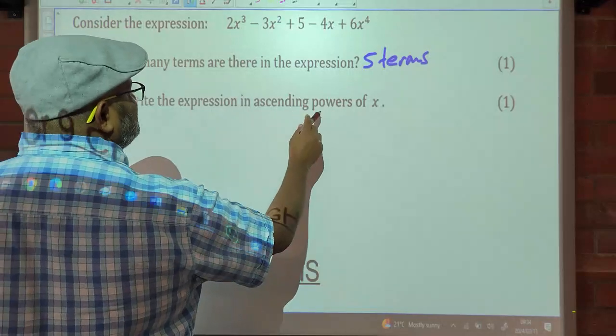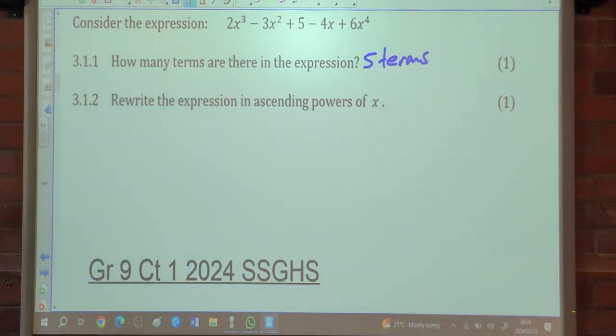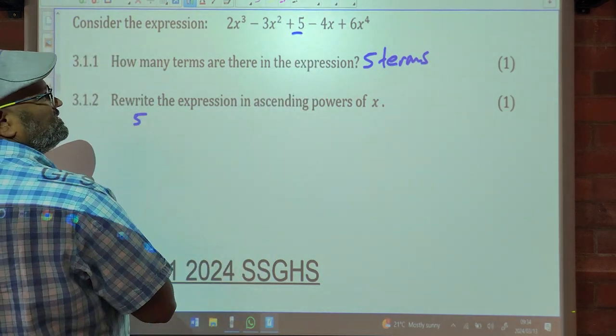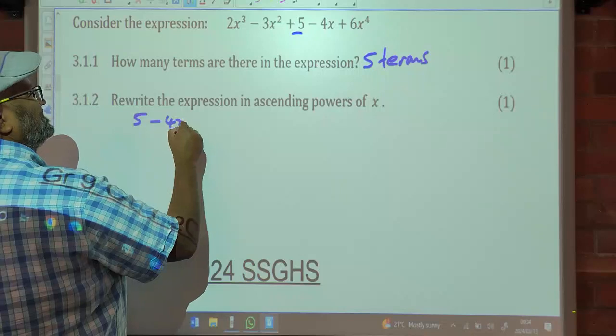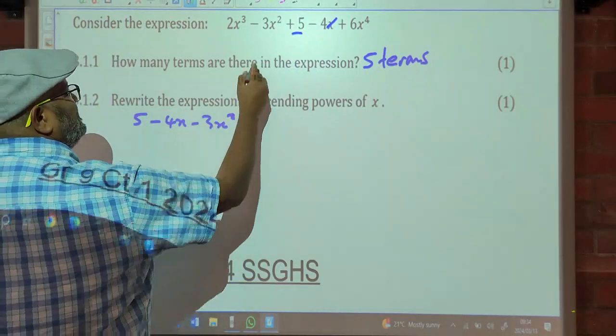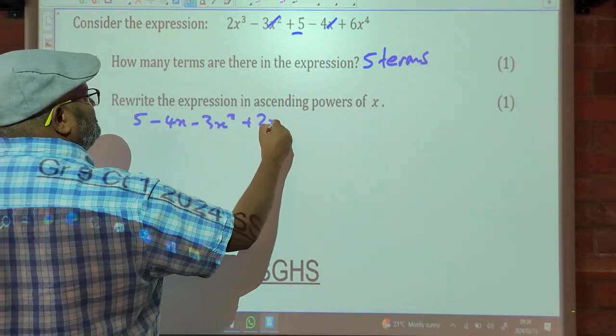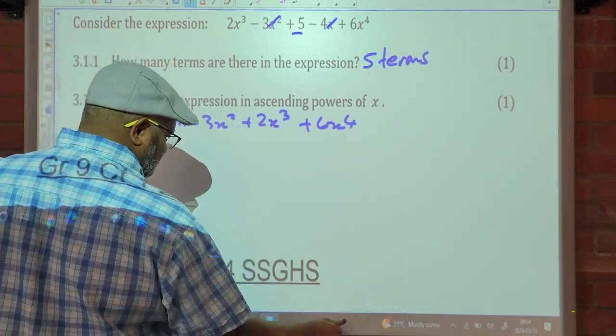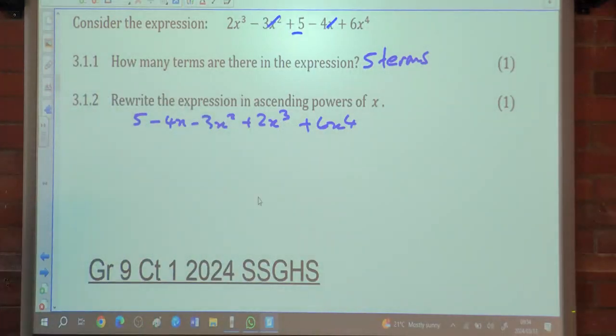Rewrite the expression in ascending powers. What does ascending mean? Smallest to biggest. So the one that has no x's is of course 5. Should be the smallest. And then negative 4x. And then negative 3x squared. Then positive 2x cubed. Plus 6x to the 4. Okay. Yes? If you remove the 5, like at the back there, you get it wrong.